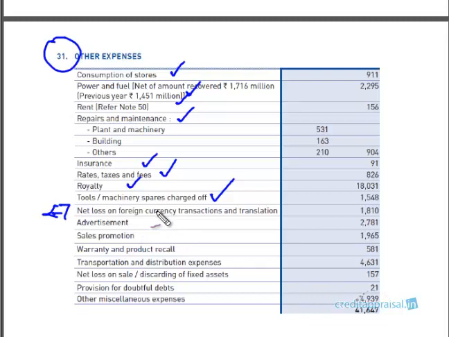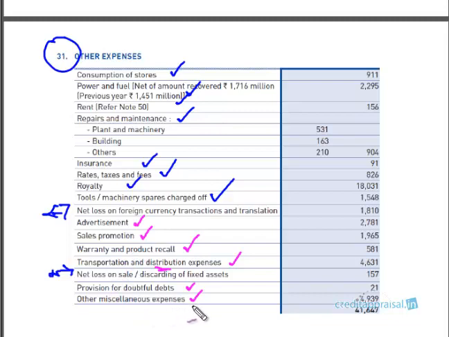Now, advertisement. This is a selling expense, right? This is related to the sales. So sales promotion again, warranty, product recall, transportation, distribution expenses, because we don't know whether this transportation is for bringing the raw material or sending the finished goods to the customer. Because we have this term called distribution, usually distribution is related to selling, so we can put it under the selling expenses. Again, net loss on sale or discarding of fixed assets will come when we discuss non-operating expense. Provision for doubtful debts, just now we have discussed, this is a selling expense. Other miscellaneous expense is the rest of all expenses which were not fit into any other category.